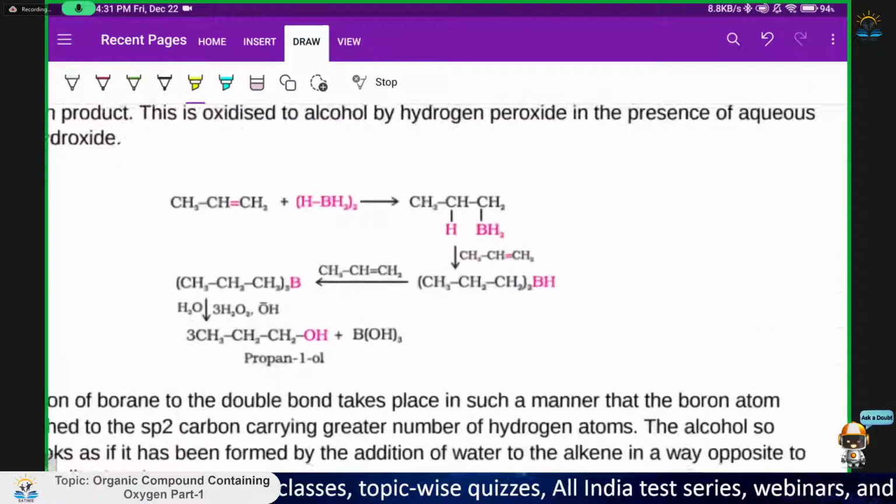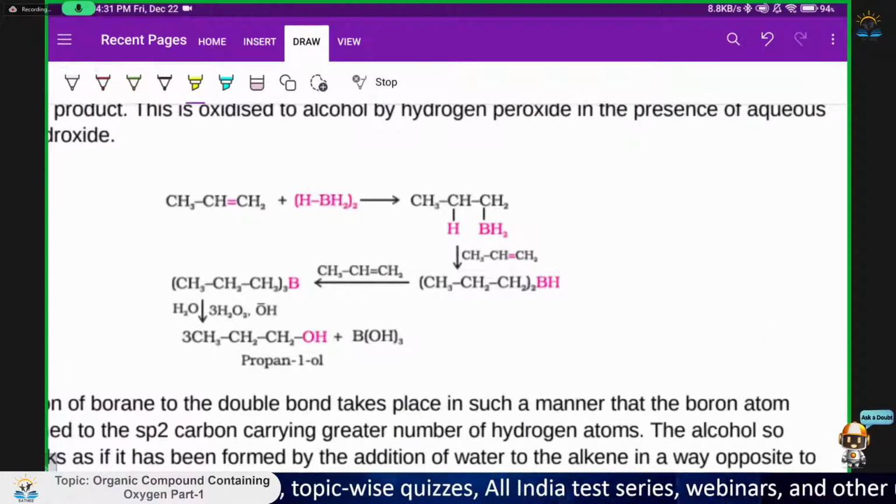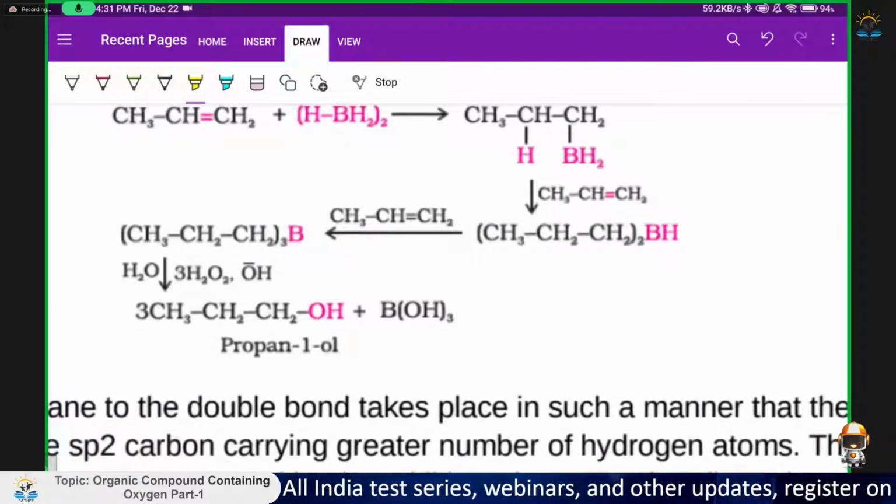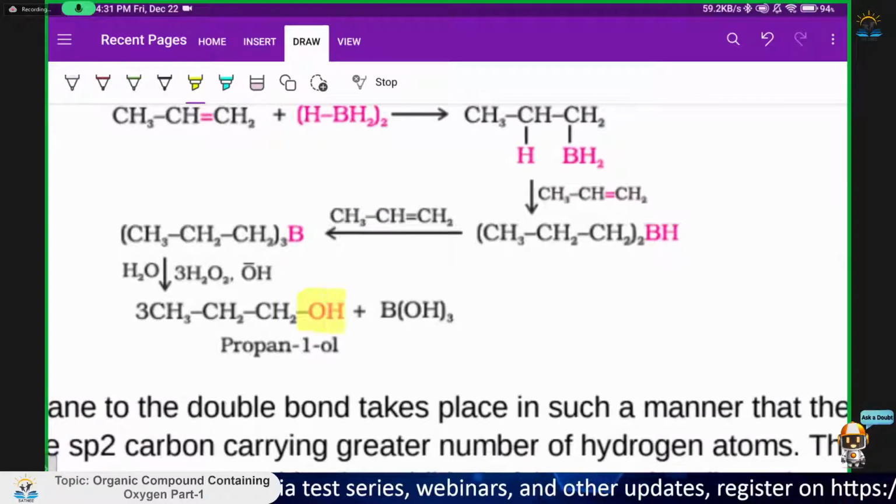So here the steps are given. It reacts with diborane to form what? Form alcohol. But what to note here? See, here we see the position of the OH group. The OH group is attached to the first carbon here.